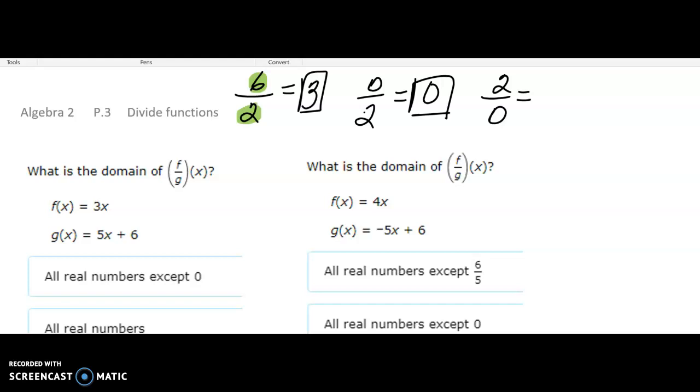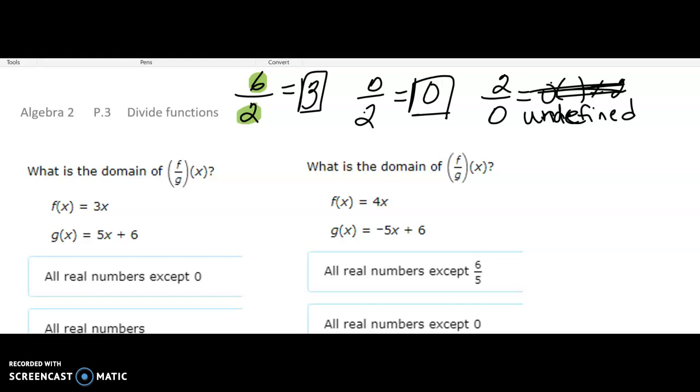It's nothing. You can't. 0 times anything is never going to give you 2 or 5 or 10. Okay? So when 0 is on bottom, it is undefined. When 0 is on top, then 0 is what you got. If 0 is on bottom, undefined. And what undefined means is there's no rule for it. It can't be done. There's no way of getting an answer. So anytime you have 0 on bottom, it's undefined.